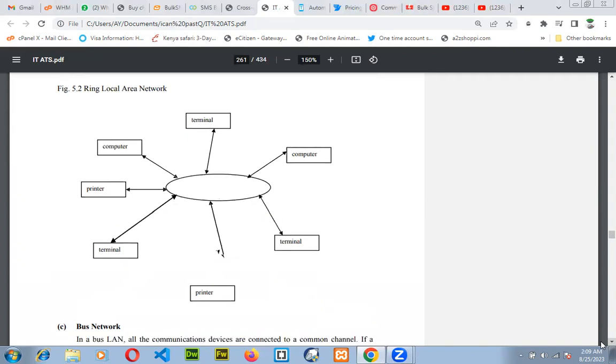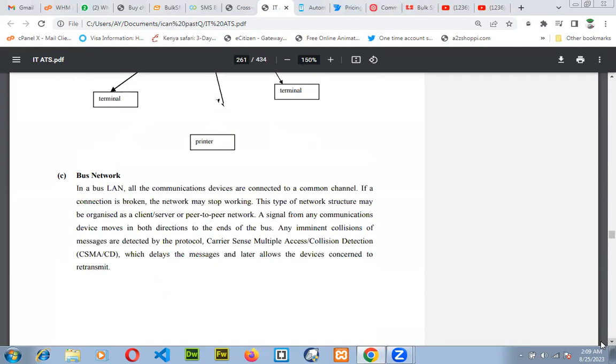A bus topology, number 3, or a bus network. In a bus topology or LAN, all the communication devices are connected to a common channel. If a connection is broken, the network may stop working. This type of network structure may be organized as a client-server or peer-to-peer network.